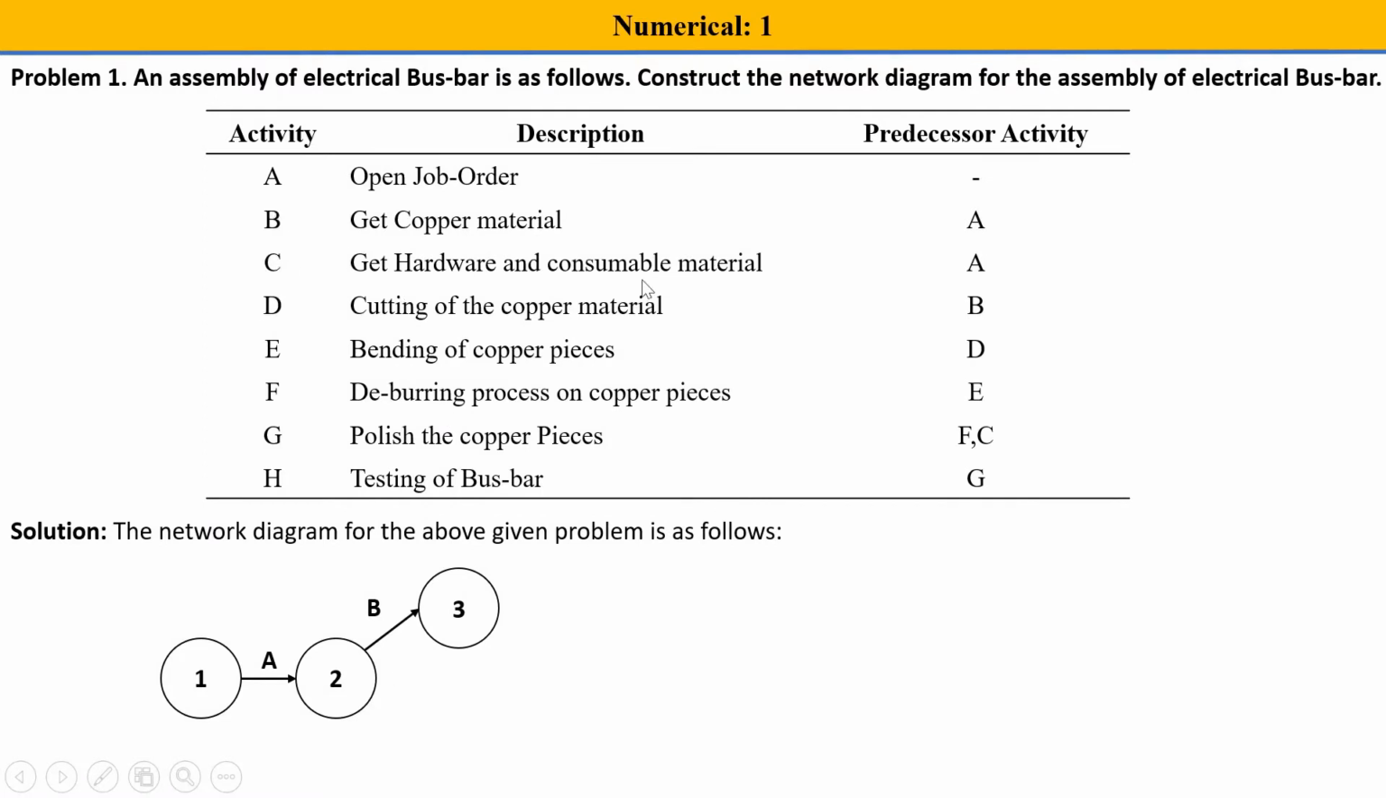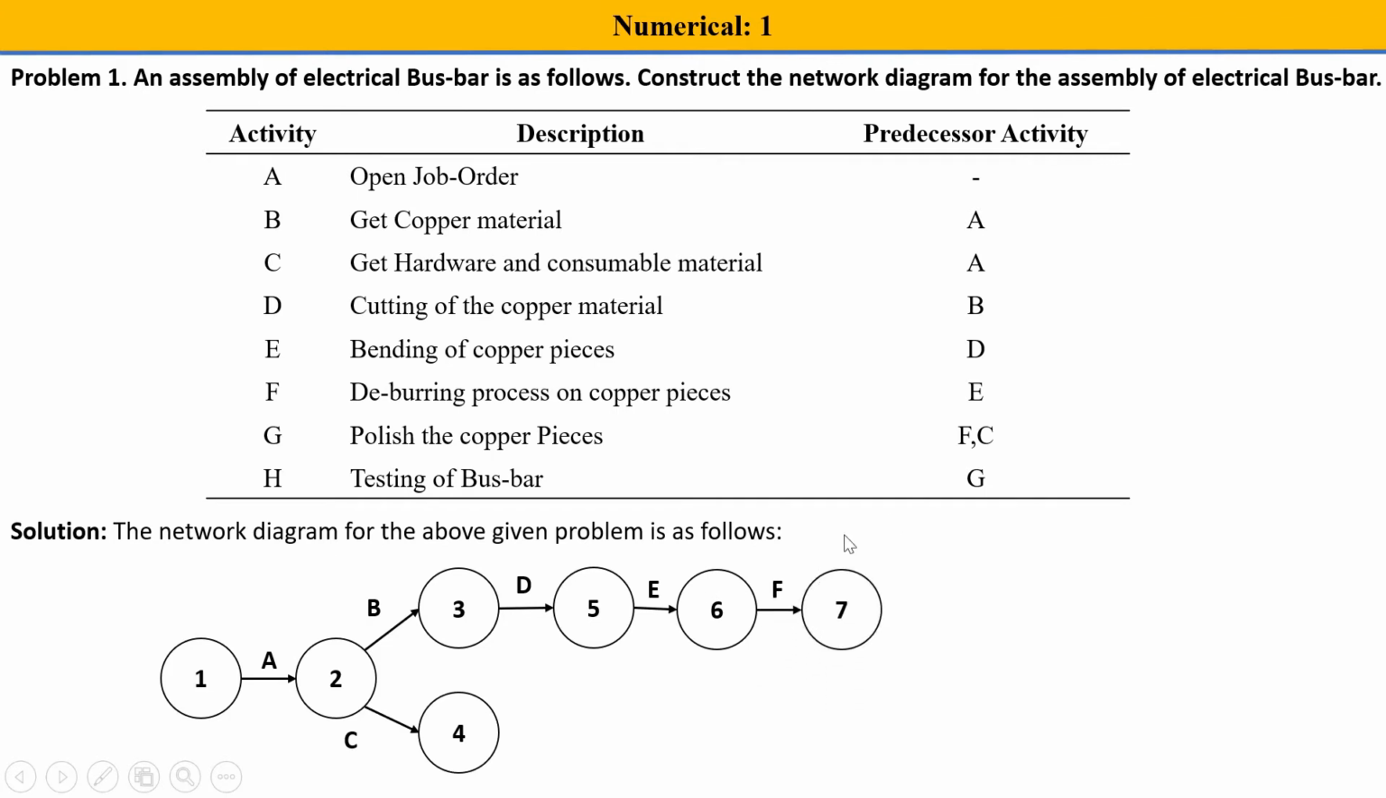Now C. For C also it is coming out of A, so out of A we will draw C, that is the 4th event. Now D, it is coming from B, so from here we will draw our D activity for event 5. Now E. E is coming from D, so we will draw this E from the D. Now F. F is coming from E, so we will draw F coming from E.